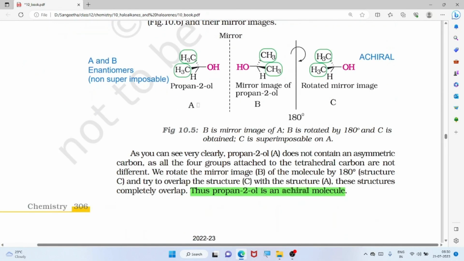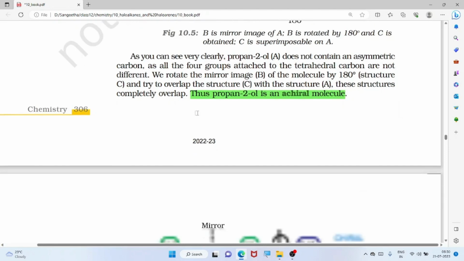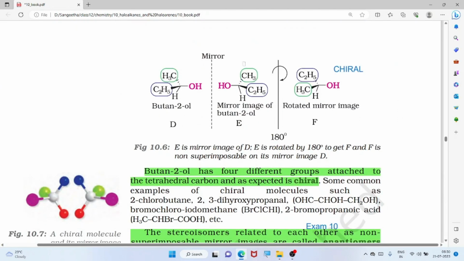See here, these two, A and B, are enantiomers. They are non-superimposable. And this is achiral, because A and C are superimposable. A and B are not superimposable, but after a 180 degree rotation, C and A are superimposable. So they are called an achiral molecule. But here D and E are enantiomers, that is, non-superimposable. Here the rotated image is chiral.